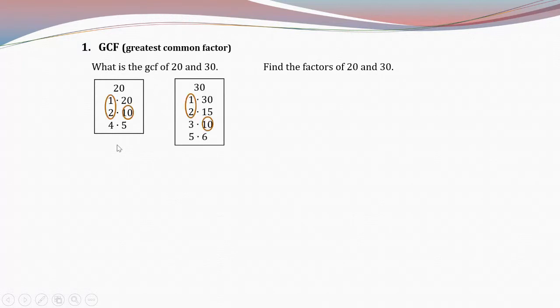Okay, now what are the numbers that they have in common? They have 1 and 2 and 10. What's the greatest one? The GCF is 10. That's how you find the factors of any number. Okay, now, how about the variables?